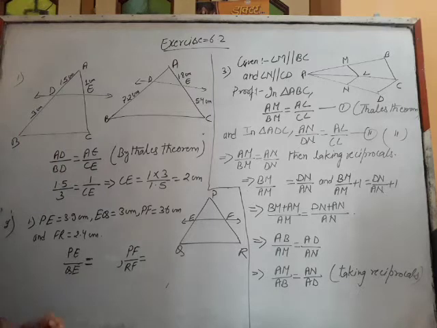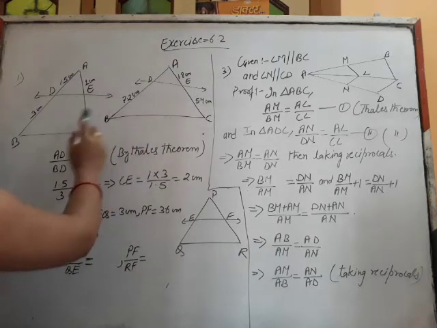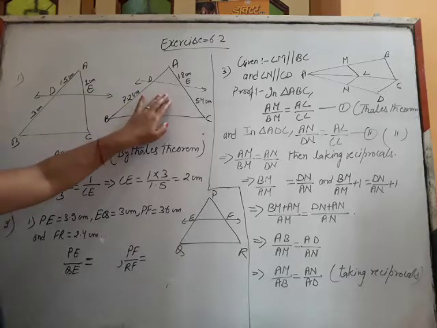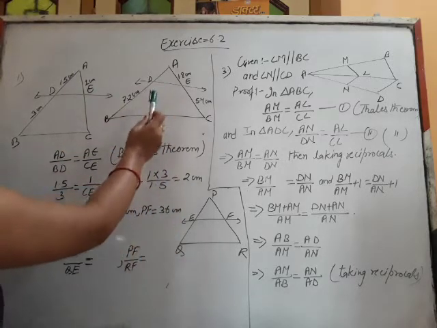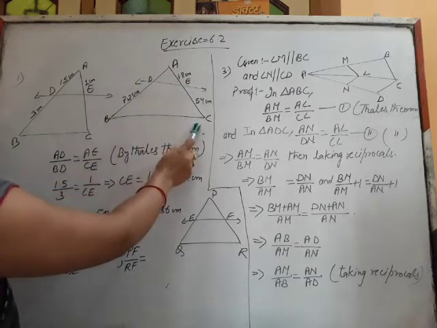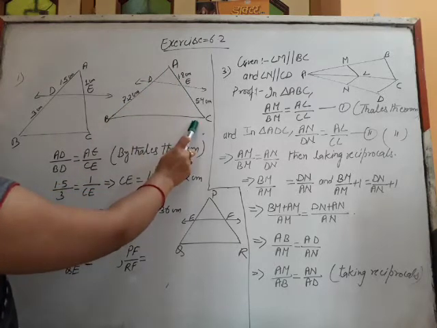Let us see what is given. Two figures are here. A, B, C, D and E are the points, and D and E are the points on AB and AC and DE is parallel to BC. It is given in the question. Same condition is here in this figure also. D and E are the points on AB and AC and DE is parallel to BC.